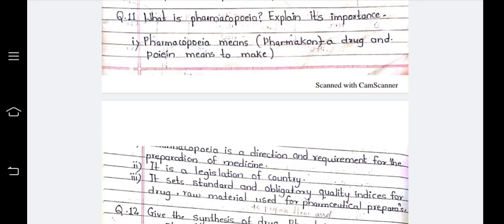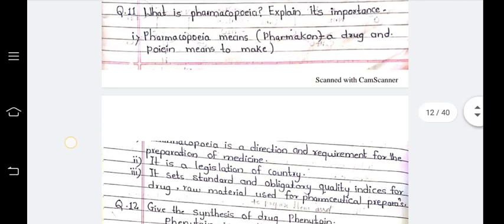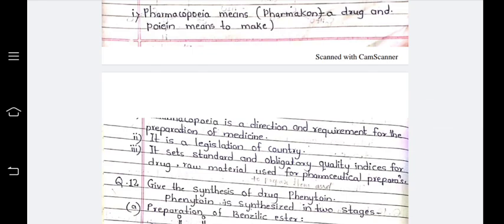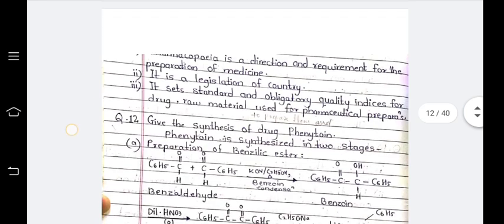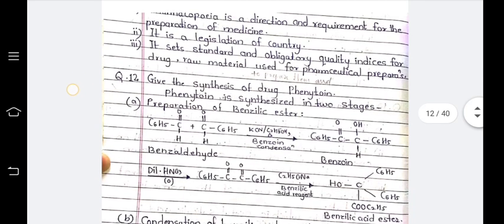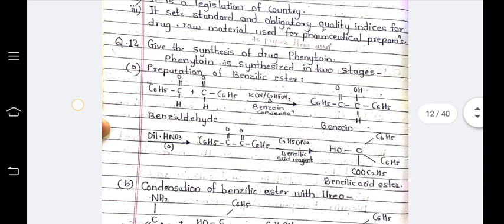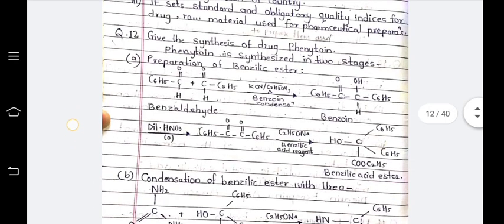What is pharmacopoeia? Explain its importance. Pharmacopoeia: pharmakon means drug and poiein means to make. Pharmacopoeia is the direction and requirement for the preparation of medicine. It is a legislation of the country. It sets standard and obligatory quality indices for the drug raw material used for pharmaceutical preparations.